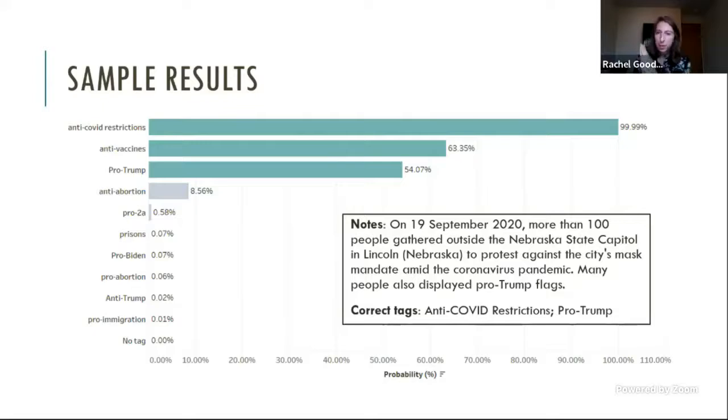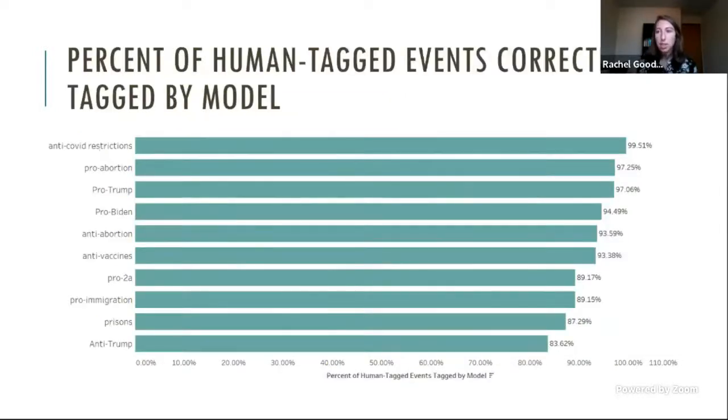So as we decrease that inclusion threshold down to 20%, we're decreasing the number of tags that are missing from the events. But on the flip side, we are increasing the number of tags that are incorrectly added to the event, or the number of events that we call overclassified. So when we add an incorrect tag to the event. And in the aggregate, this is what that looks like.